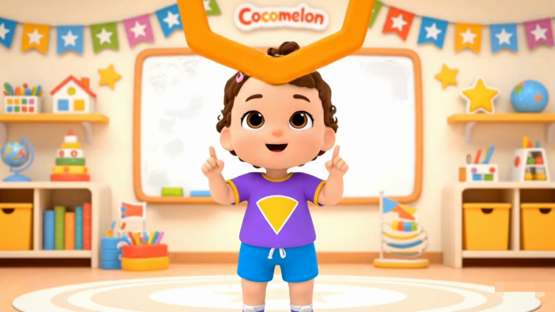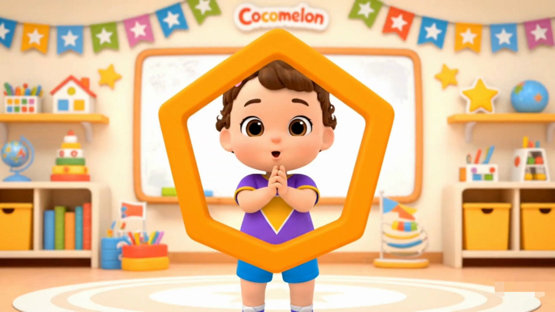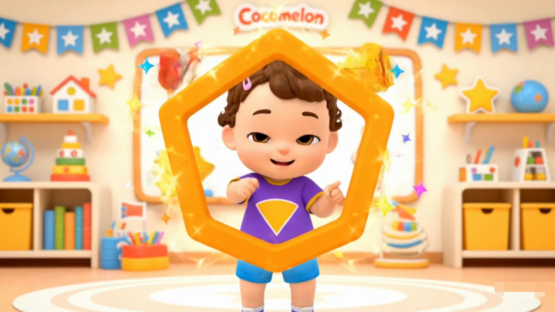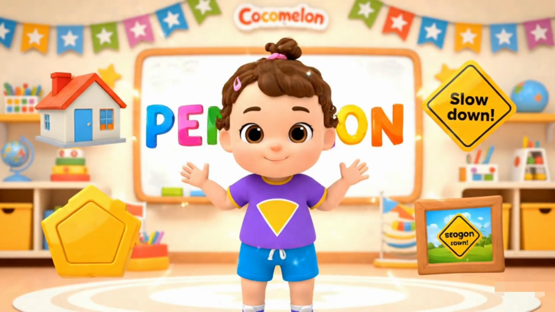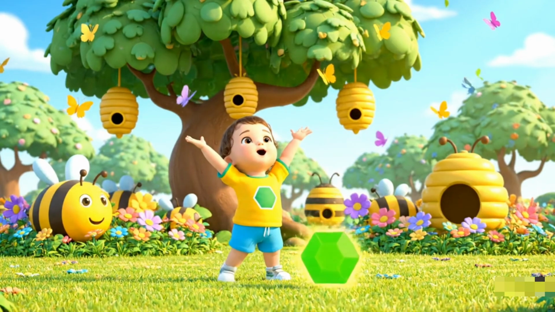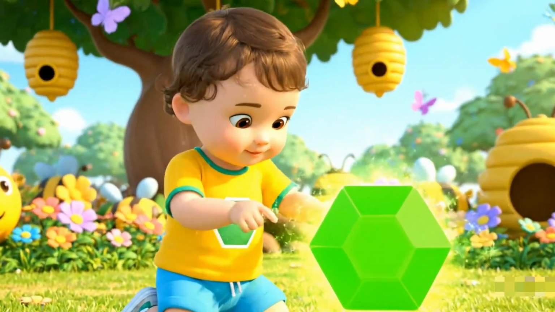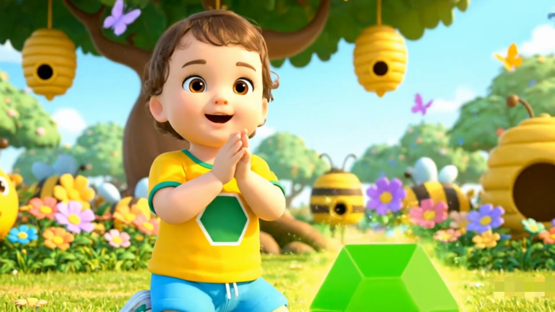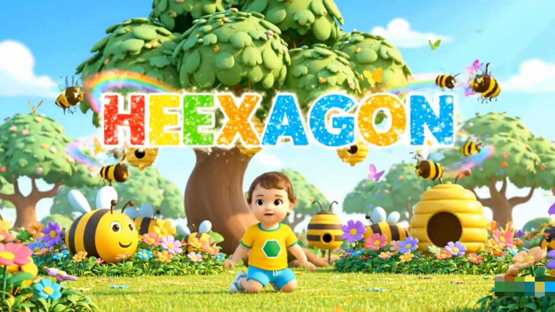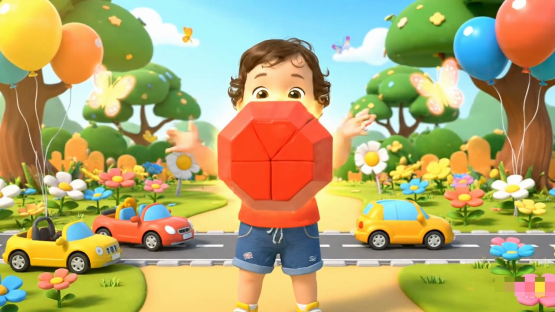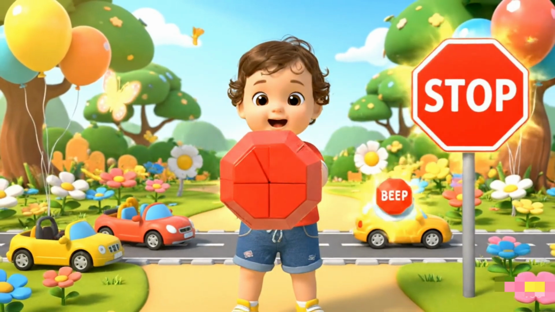1, 2, 3, 4, 5. It has 5 sides. This is a pentagon. 1, 2, 3, 4, 5, 6. Hexagon. 6 sides. Wow! 1, 2, 3, 4, 5, 6, 7, 8.